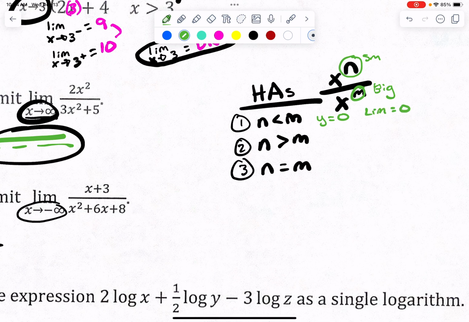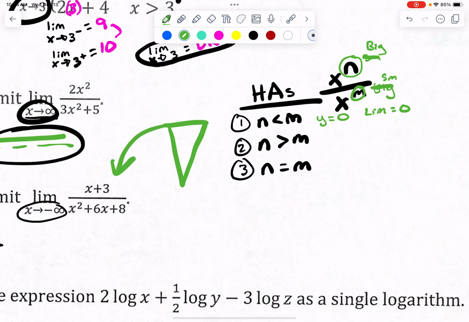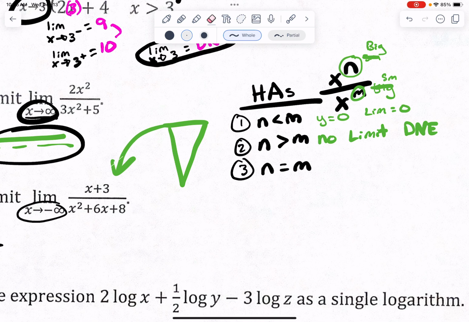If he's top heavy, which means this is bigger than this one, this is small, he is not going to have a limit because he's going to fall over. Top heavy means he falls over, like he's doing one of these, and he's tipping over. Okay, he's top heavy, he falls over, so there's no limit, or the limit does not exist. Does not exist. Okay, that's that. There's no HA, so there's no limit.